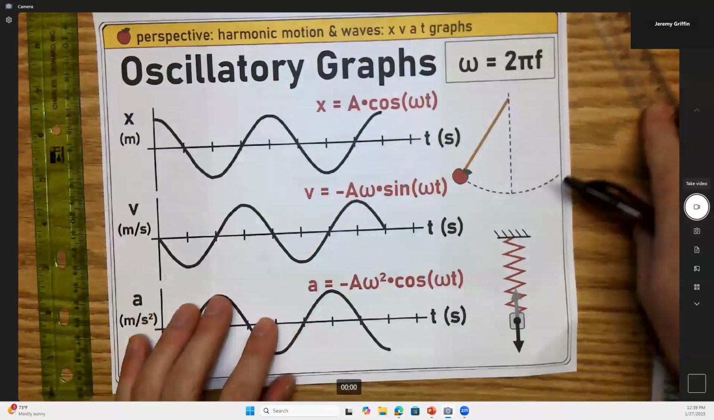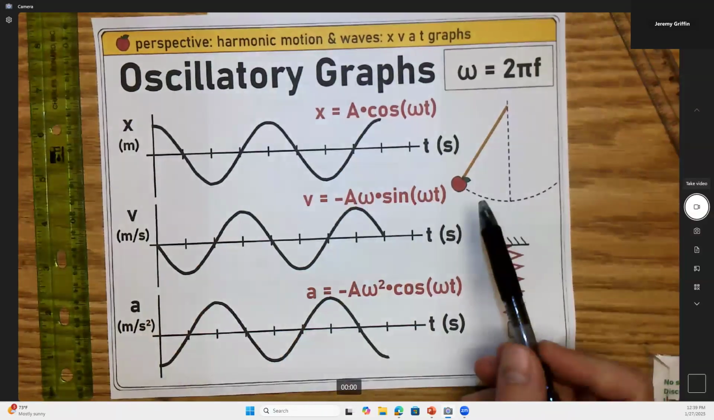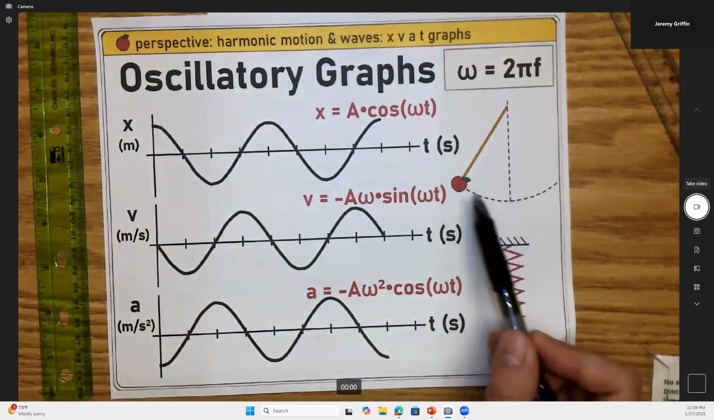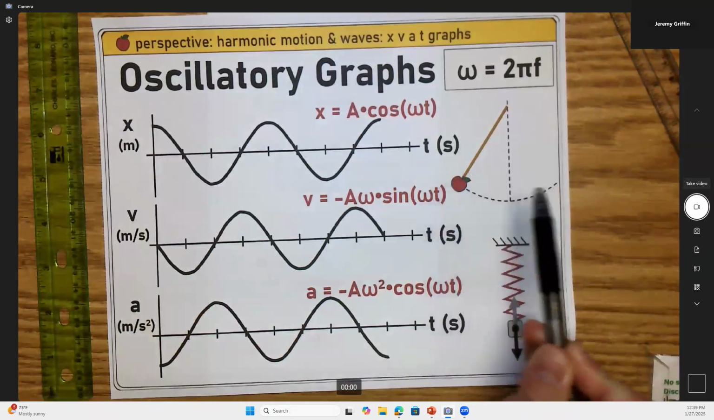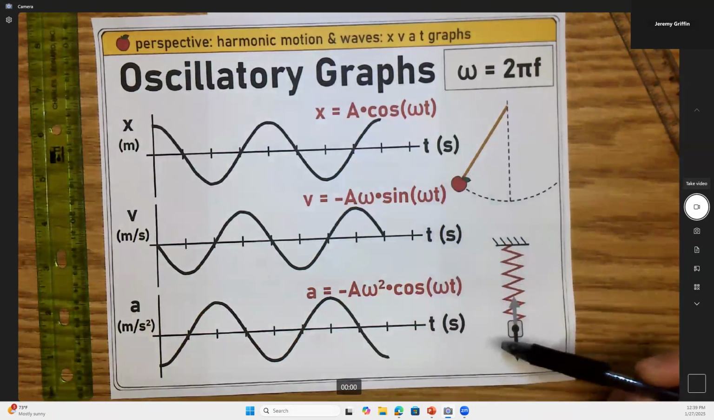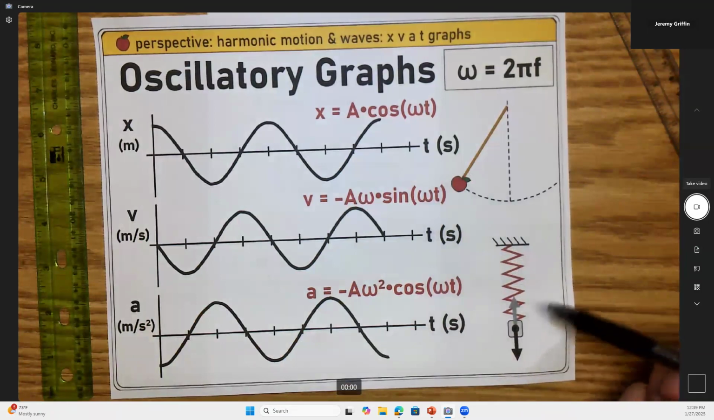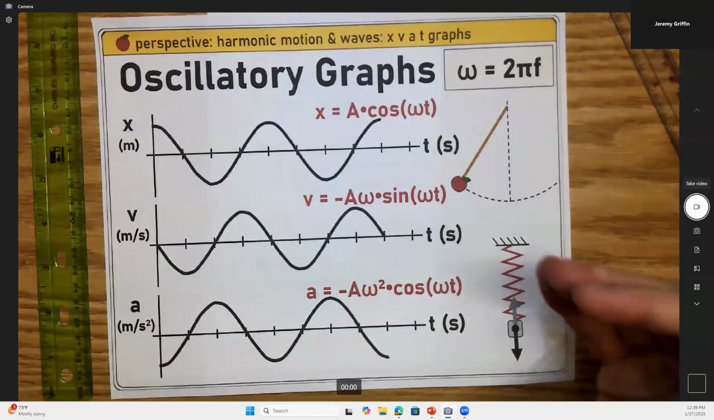Okay, so let's make sense of these. So remember, here's the physical scenarios. Either you got a pendulum swinging back and forth. Maybe you want to see what is its x location horizontally as it swings back and forth from the center line. Or you got a mouse on a spring bobbing up and down. Say, what is its vertical position? Either of those could be described by these graphs.